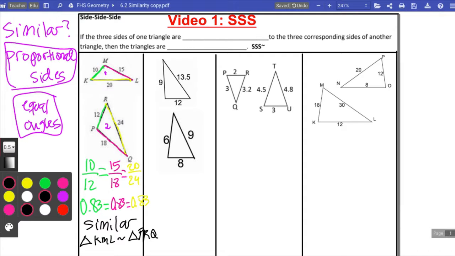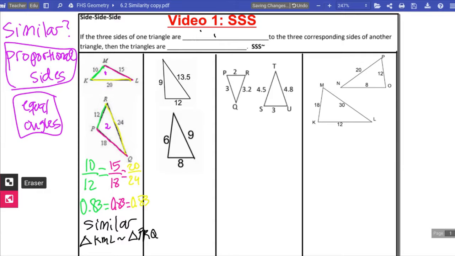P, R, Q. Perfect. All right, so we said that the three sides have to be similar. No, not similar, proportional. Sorry about that. The three sides must be proportional.